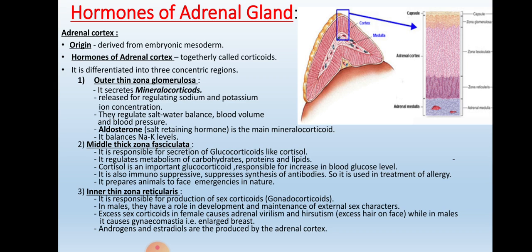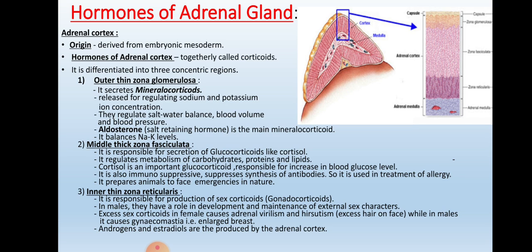The outer thin zona glomerulosa secretes mineralocorticoids. The word mineral itself suggests that it is related to salt balance. The prominent mineralocorticoid is aldosterone, which balances sodium potassium levels. The middle thick layer is called zona fasciculata, responsible for secretion of glucocorticoids like cortisol. It regulates metabolism of carbohydrates, proteins, and lipids. Cortisol is an important glucocorticoid responsible for increase in blood glucose level.